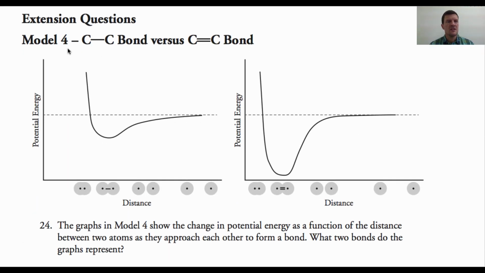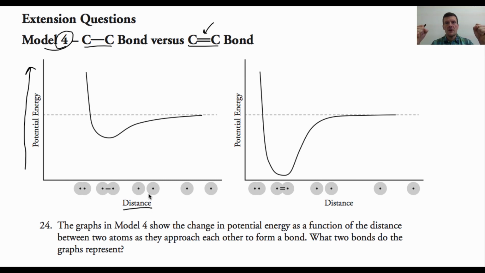Extension questions. Here in Model 4, we're looking at a carbon-carbon bond versus a carbon-carbon double bond. And we have a diagram here. Let me just walk you through this and kind of explain what's happening here. Again, on the y-axis, we have energy. Going up is increasing energy. And here on the x-axis, we have distance. What that means is, how far apart are the two atoms?